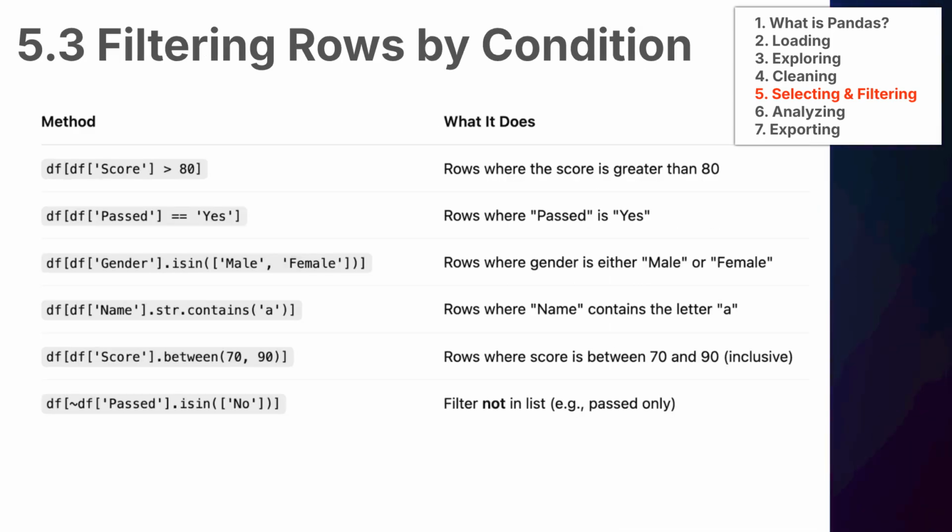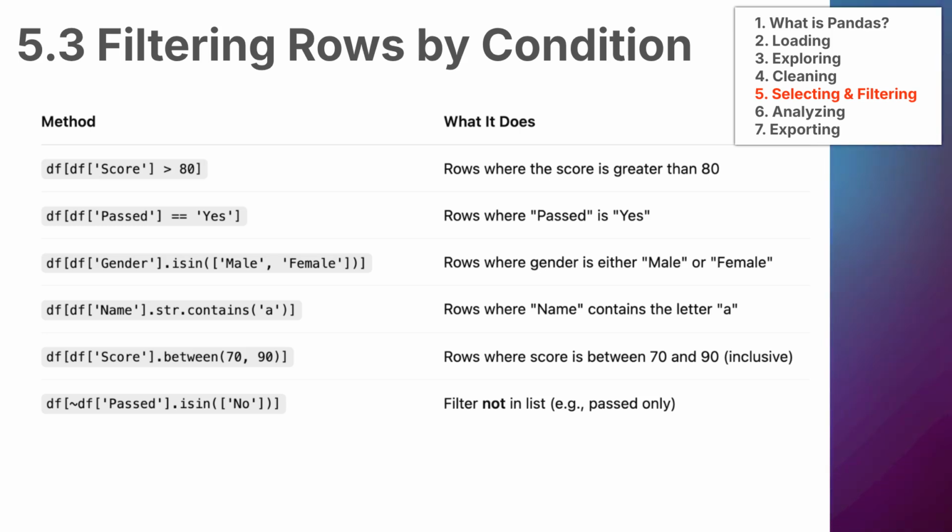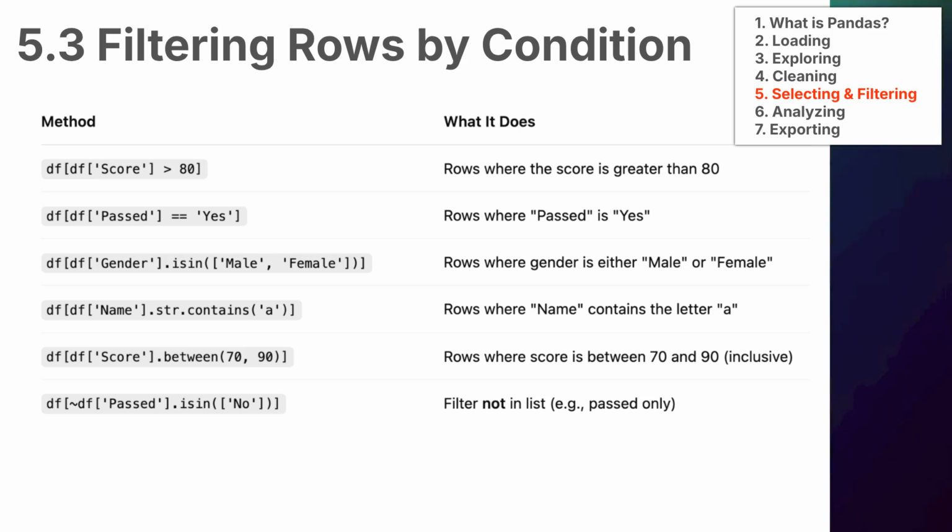3. Filtering rows by condition. Filtering means only show me the rows that meet a certain condition. It's like applying a filter to your spreadsheet so you only see what you care about.